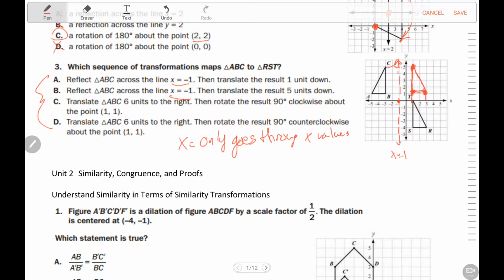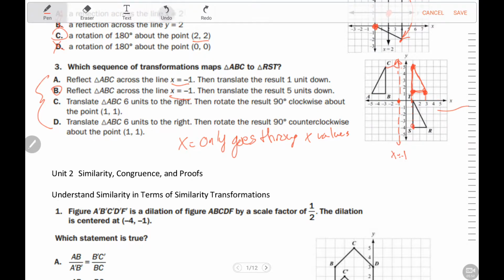I need to map this whole thing onto RST. So it's actually going to be 5 units down, because I would go from here to down here: 1, 2, 3, 4, 5. It's got to be this. The other ones, translate 6 units to the right, would never change the side that way. So I'd go over 6, and then 90 degrees would turn it like this. That would be C. Same thing with D. It would go over 6 and then do something like this.